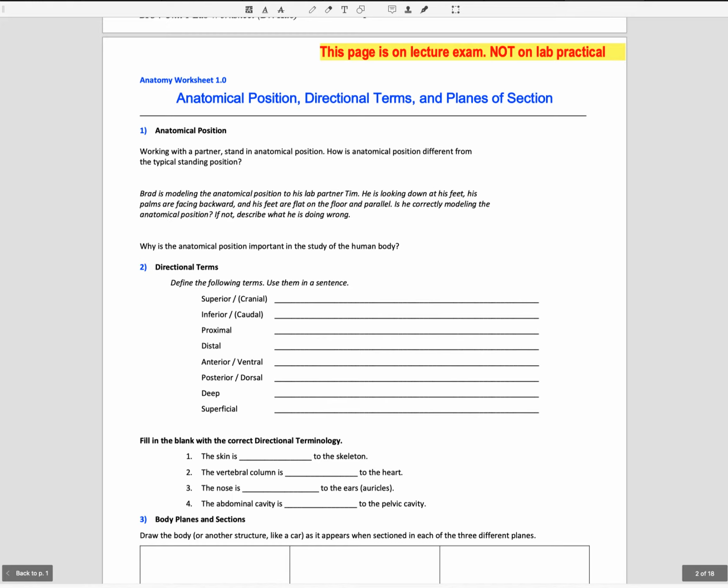Page 2 of this lab worksheet is titled Anatomy Worksheet 1.0, Anatomical Position, Directional Terms, and Planes of Section. This page specifically will not be on your practical. All of this information is already in your lecture notes for Lecture 1, which is titled Intro to Anatomy. So this information will be on your lecture exam. So don't cross it out here though, because this page is for your additional practice.